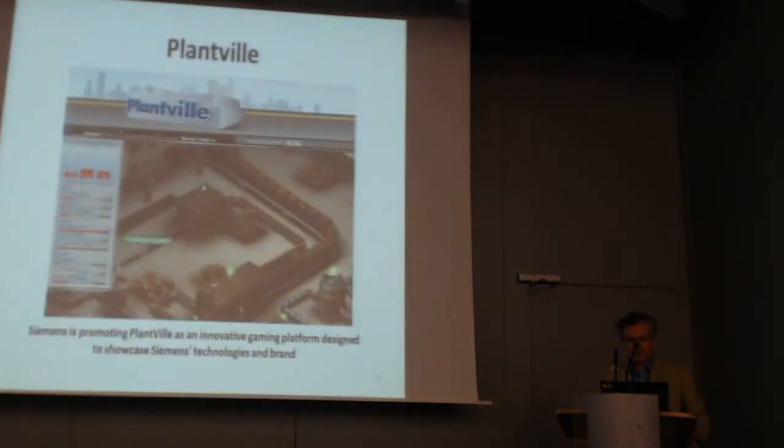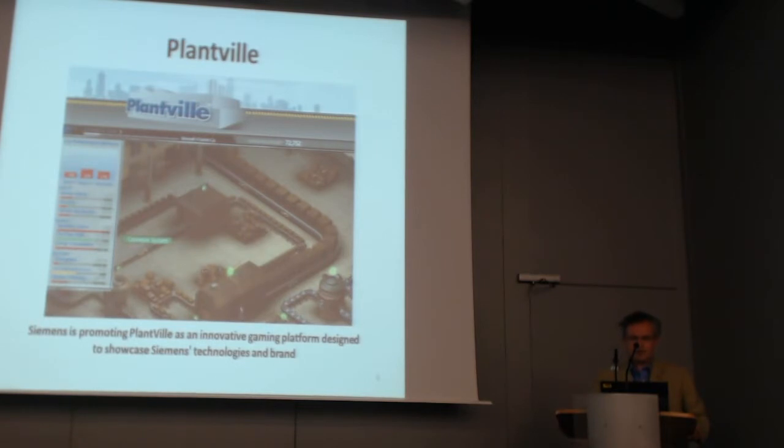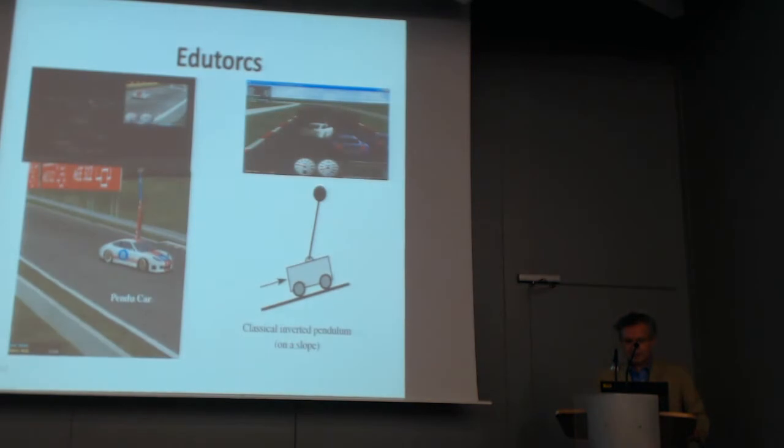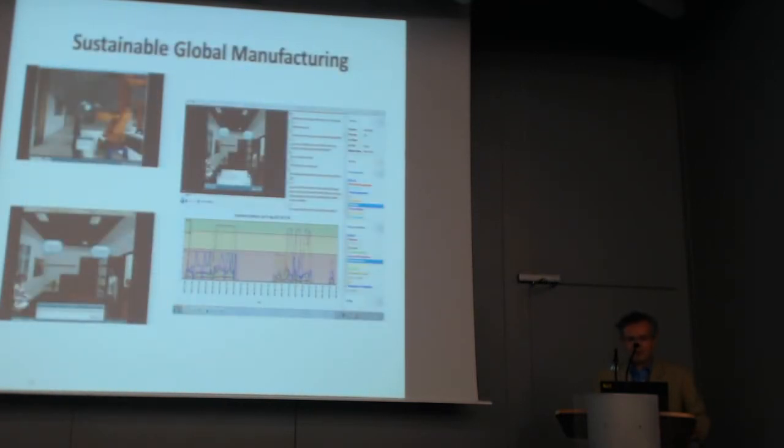So, some examples of alternative delivery mechanisms. This one is provided by Siemens, Plantville, so these are available solutions. This is an example from the US, about how to play with mechanical phenomena, and how addressing mechanical phenomena contributes to high quality products. And this is a role-playing game set on global manufacturing.